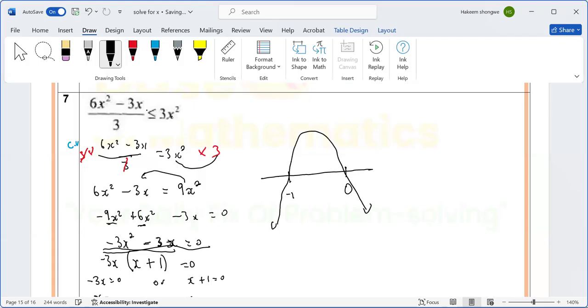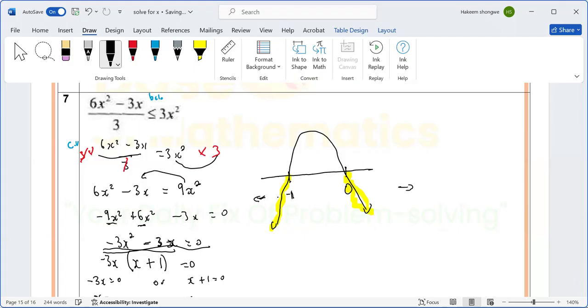And then what are they asking us here? Are they asking us about below or above? It's below. Below the line. Yes. So we're going to come and highlight below the line. And then there's a break in between. Can you see that? The line is not solid, so there's a break in between.